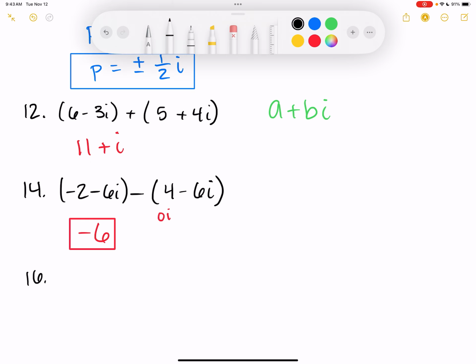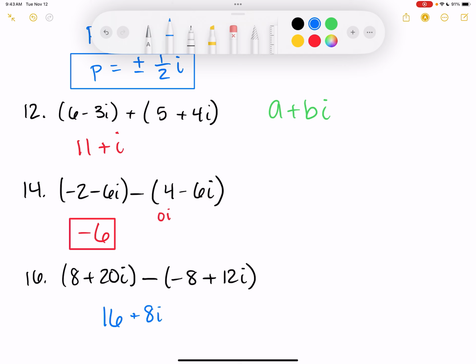8 plus 20i minus negative 8 plus 12i. So 8 minus negative 8 is positive 16. 20i minus 12i is 8i.